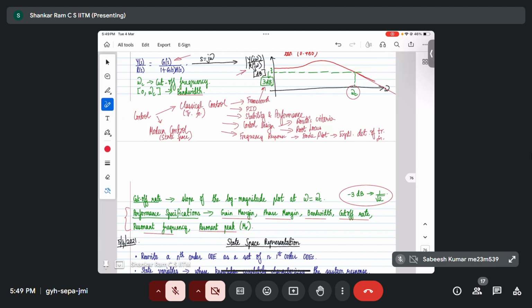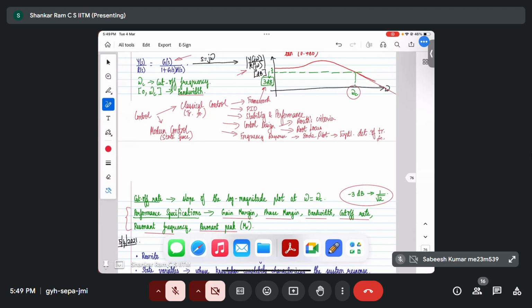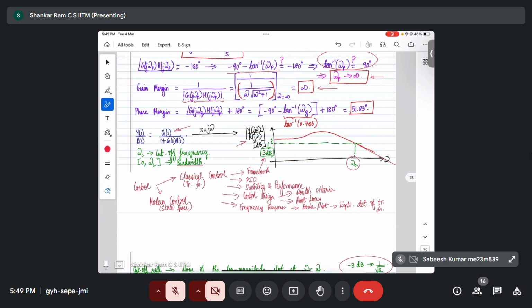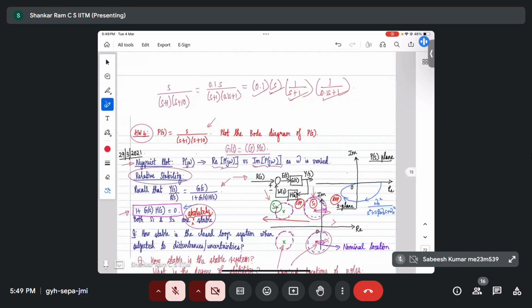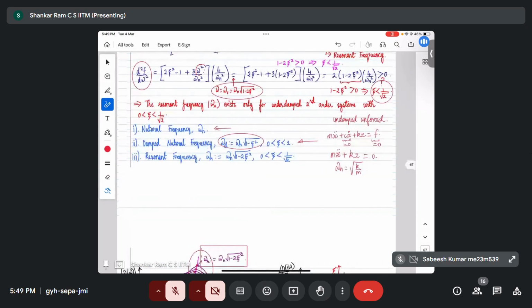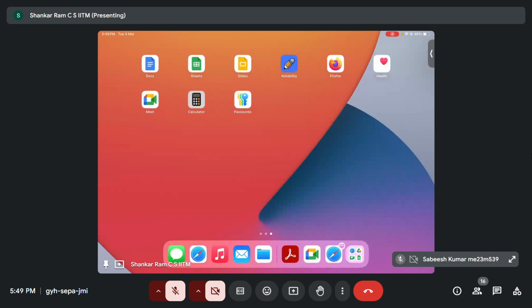Sir, can we have the root locus procedure PDF open? I'm sorry to ask if it's possible. Procedure video means the Google Drive file, is it? Procedure PDF, sir. That root locus PDF, the step by step root locus PDF. On the Google Drive, right? Yes, sir.